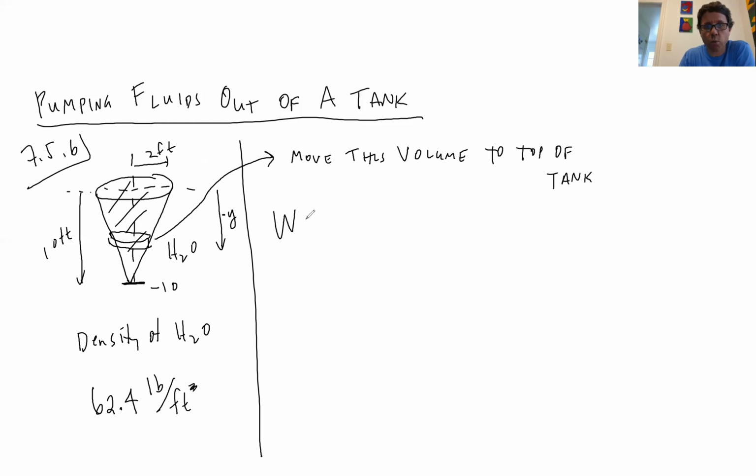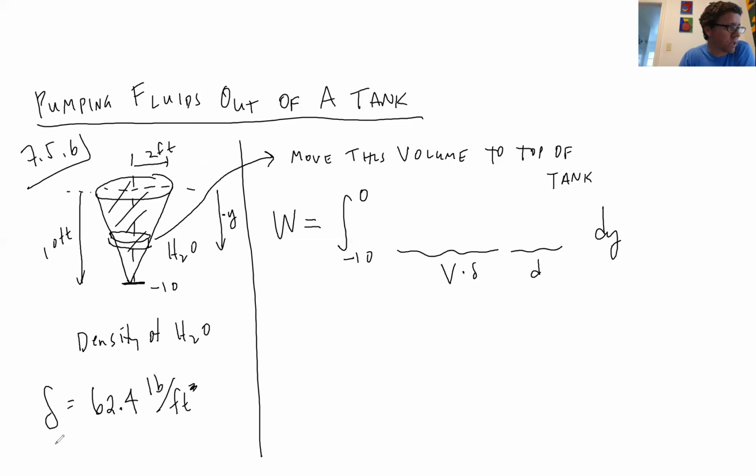So the work will be the integral that you might expect. The y values are going to go from -10 to 0. And then we're going to want to know about basically the cross-sectional volume times the distance that I have to move it. And now everything is in terms of y. So I need to know what the cross-sectional volume is and multiply that by the distance. And then I also have to multiply that by the density. You might have seen that symbol before, but it's like the Greek letter delta. Sometimes they use that.